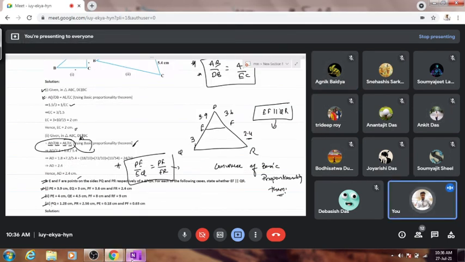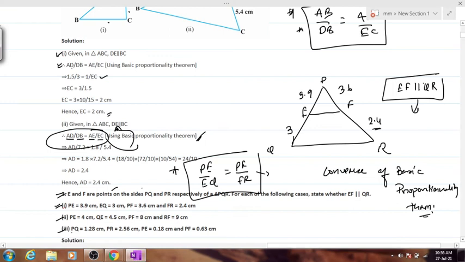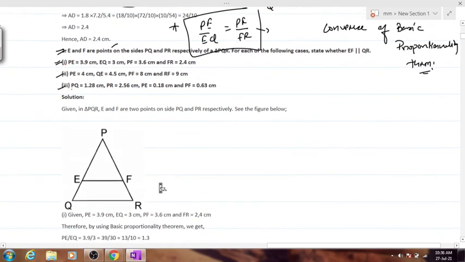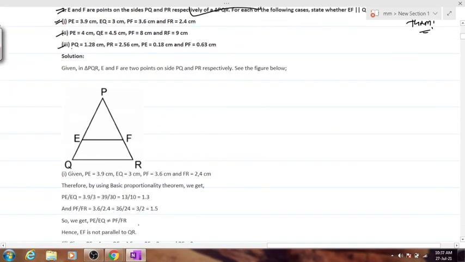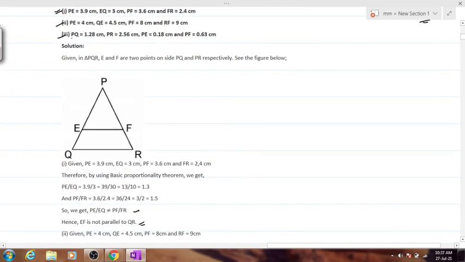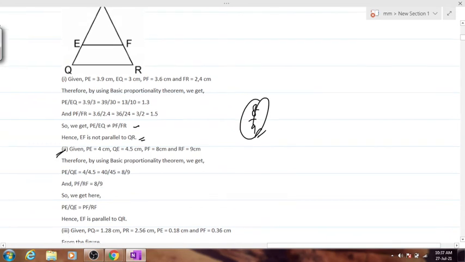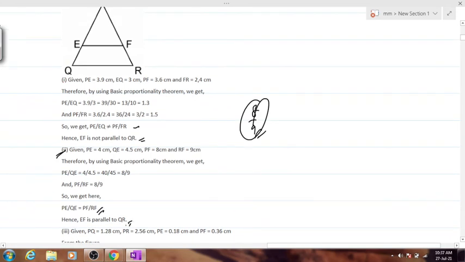Very good. The first one, we'll say that EF is not parallel to QR because they are not proportional. Clear? Move on to the second one now. Make sure you draw figures for each and every one. So the second one is proportional. What is the proportionality? Is it 1 by 2 or how much? 8 by 9. Yes, sir. 8 by 9. Very good. Second one, again draw the figure and you'll say that it's proportional, therefore we can say it's parallel.